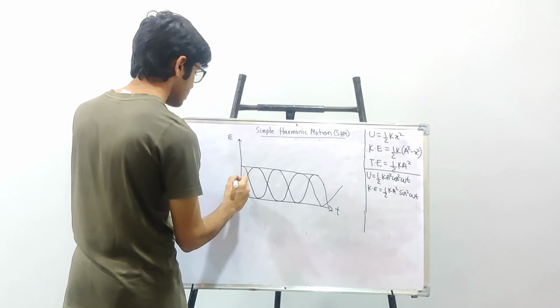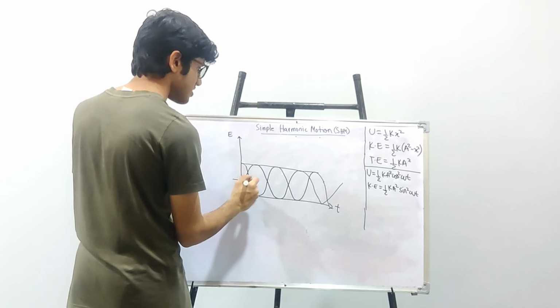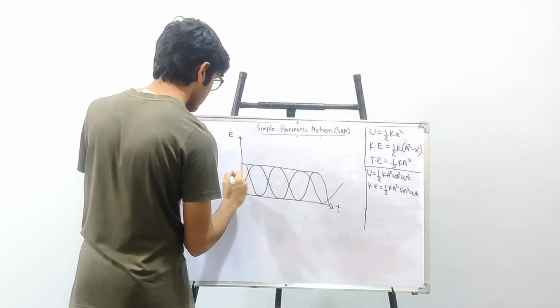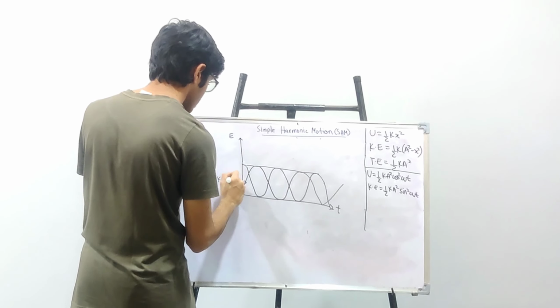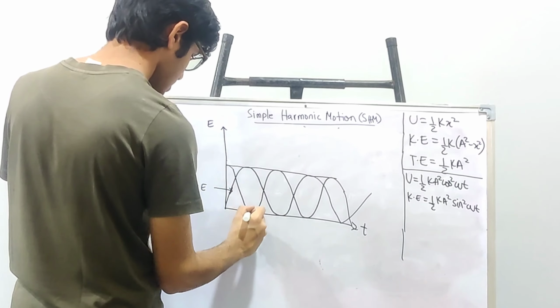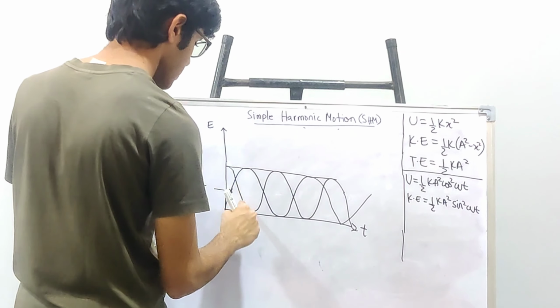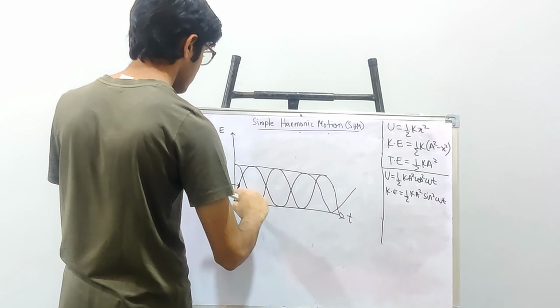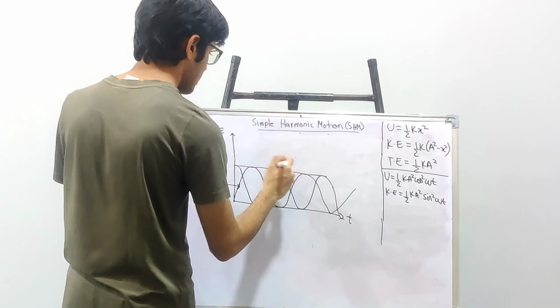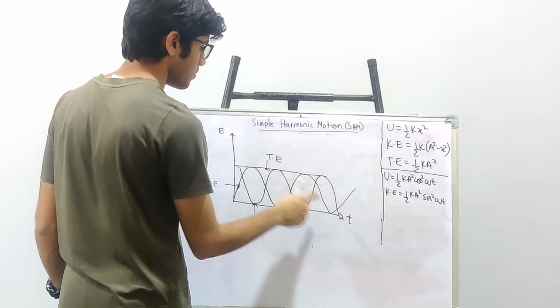So potential energy is this. Okay, no, sorry. This is the kinetic energy, the sine square function. This is kinetic energy. This is potential energy, the cos square function. Kinetic energy is the sine square function, and this right here is the total energy. So this is the graph of energy with respect to time.